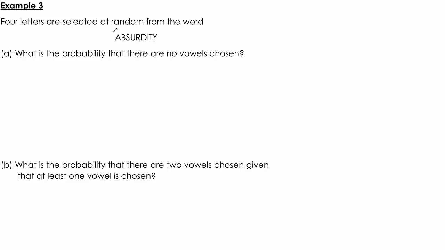4 letters are selected at random from the word absurdity. Now the thing to note here is that we have 6 consonants and 3 vowels, so 9 letters in all. What's the probability that there are no vowels chosen?